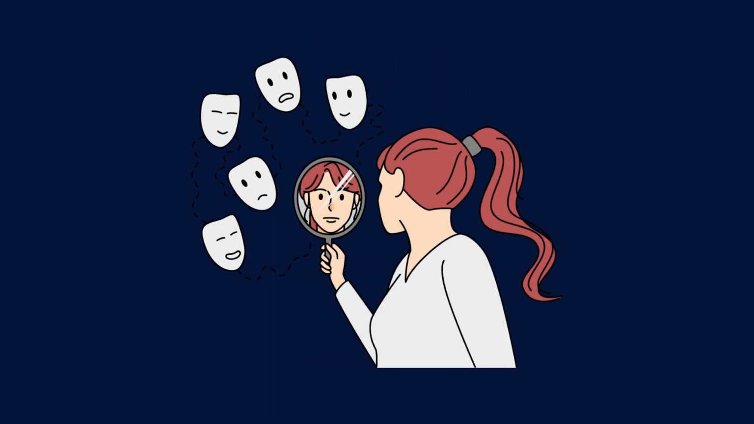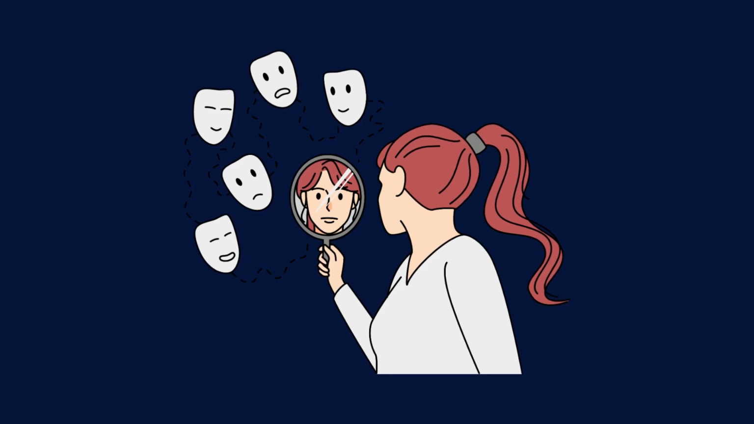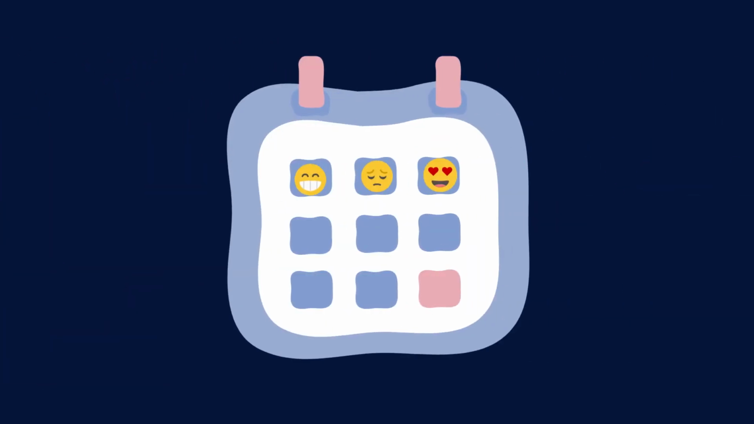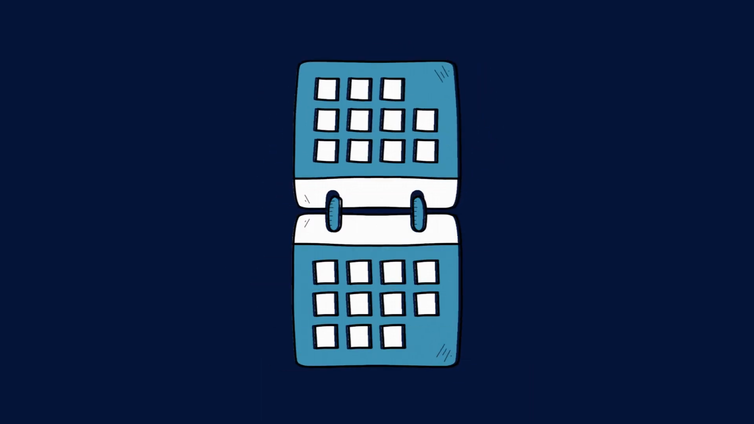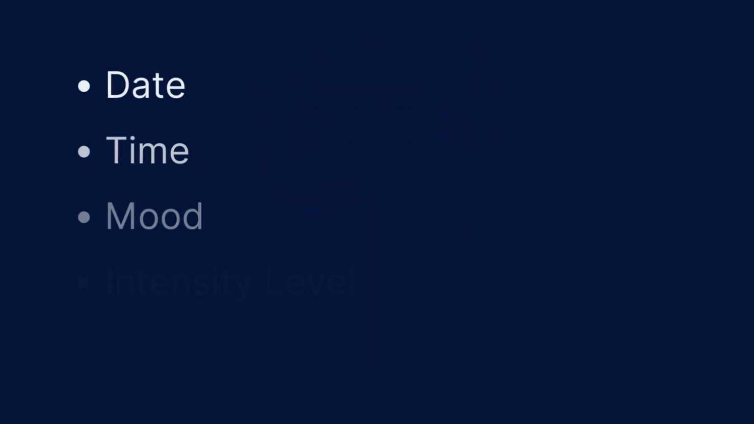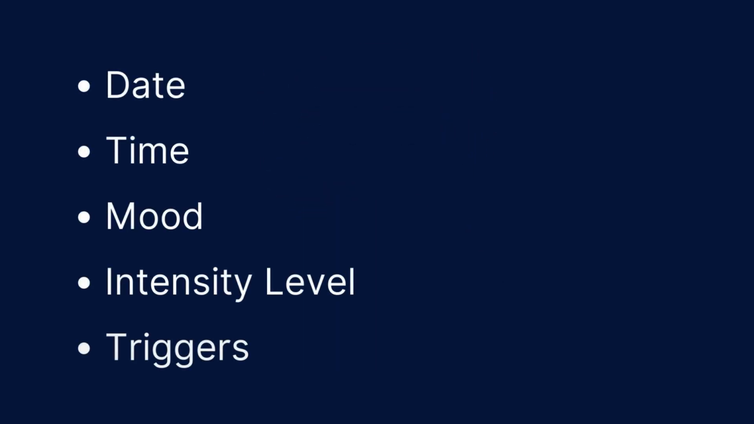To help clients better understand their emotions, therapists often recommend using a mood chart. This tool provides an easy way to track a person's daily moods over time, making it simpler to identify patterns or triggers. Mood charts can be filled out daily, weekly, or monthly, depending on the individual's preference. They typically include sections for writing the date, time, the individual's mood, intensity level, and triggers.